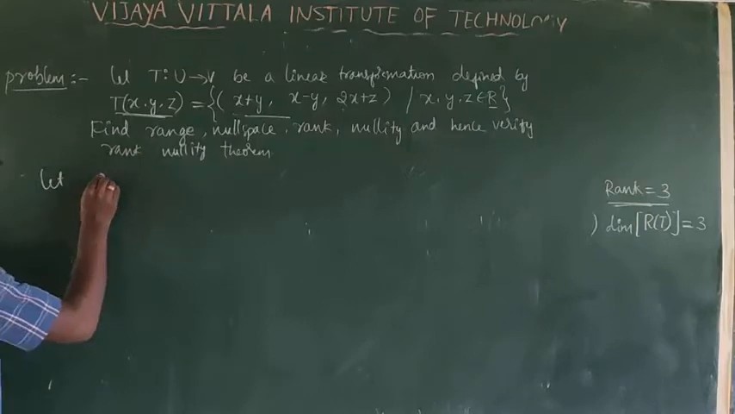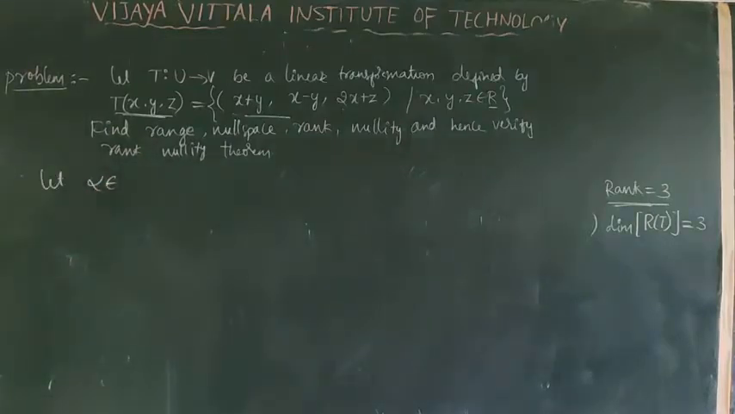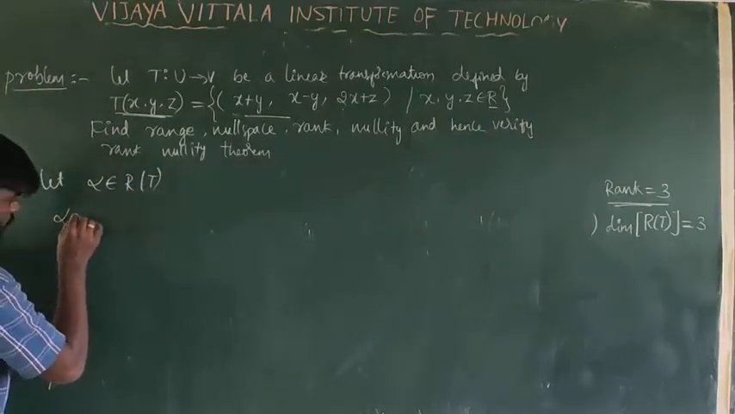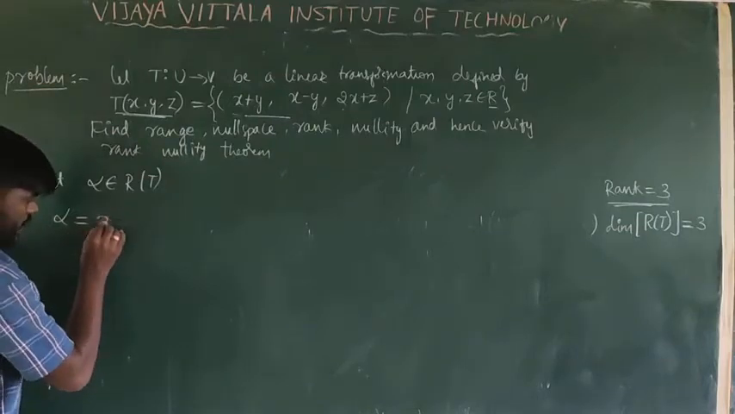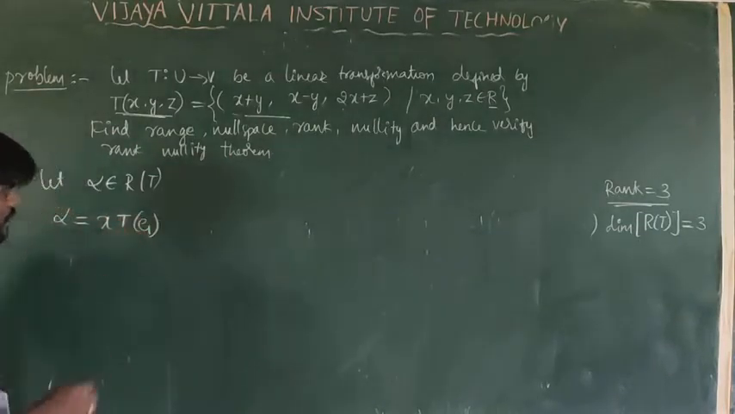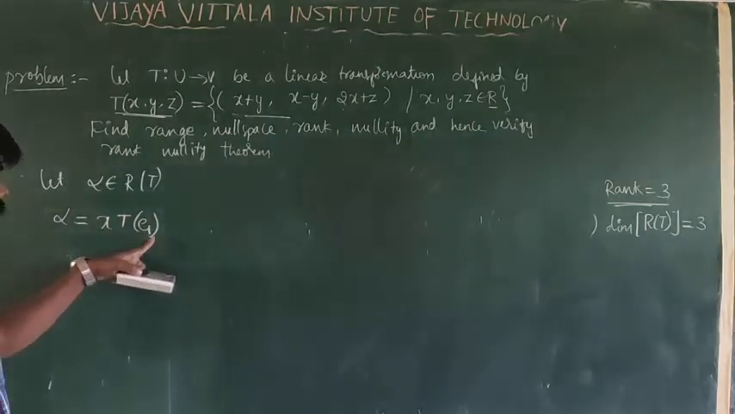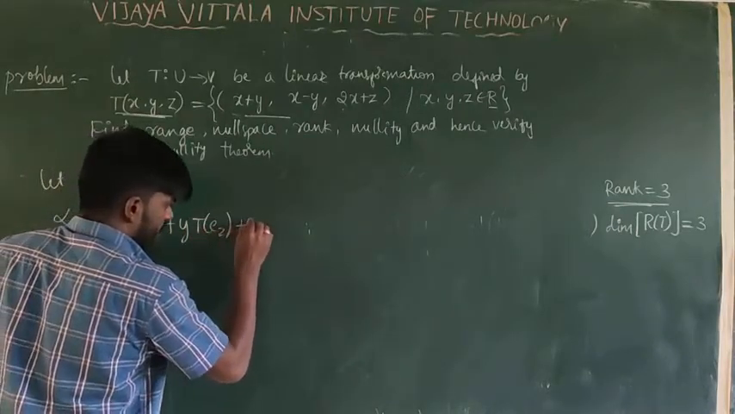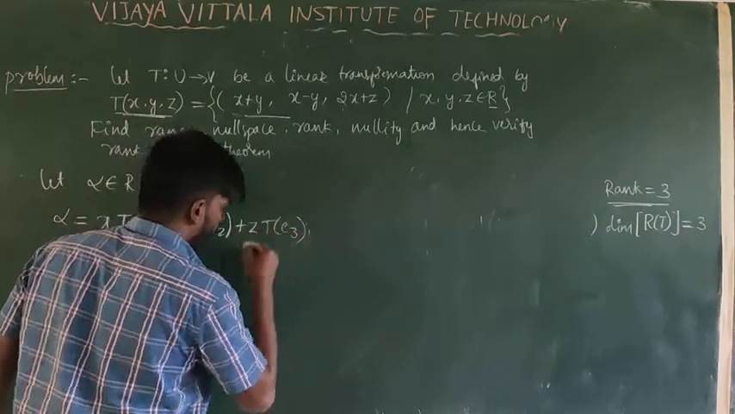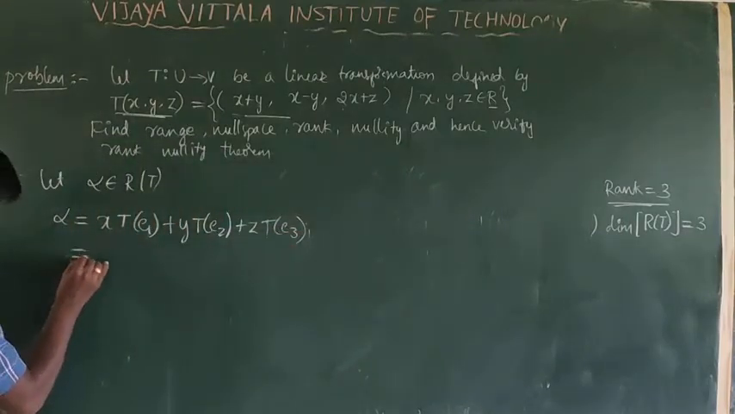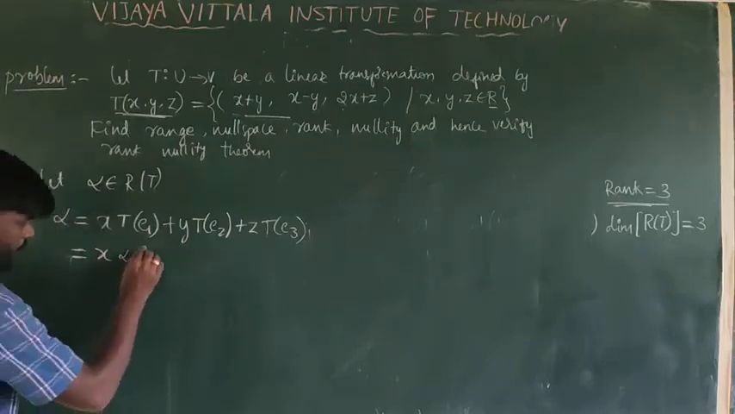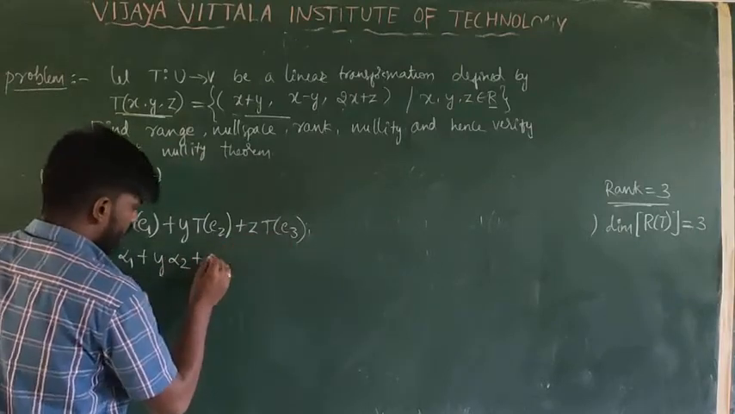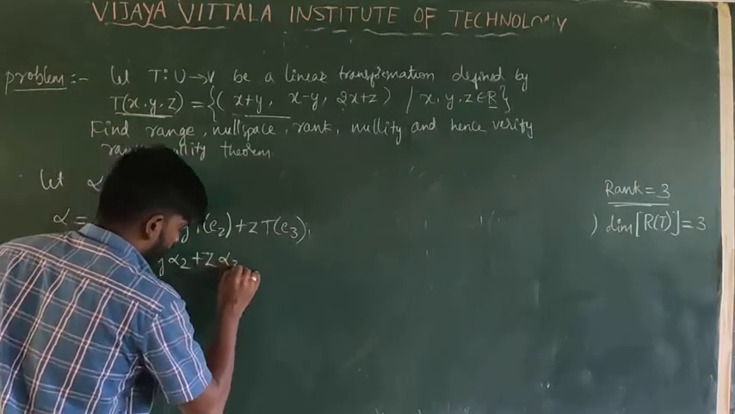To find the range, let alpha belong to the range space of T. Then alpha equals the linear transformation T of x, y, z, which is x into T of E1 plus y into T of E2 plus z into T of E3, where T of E1 is the linear transformation with the standard basis. Here x into T of E1 is x alpha 1, y into T of E2 is y alpha 2, plus z into T of E3 is z alpha 3.